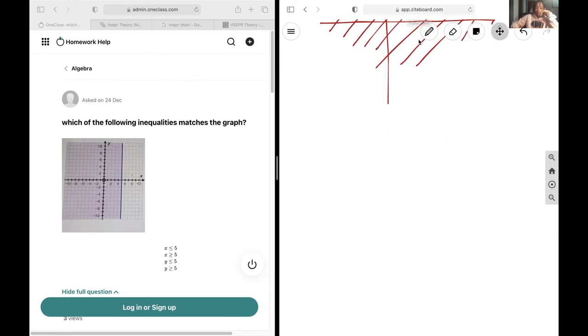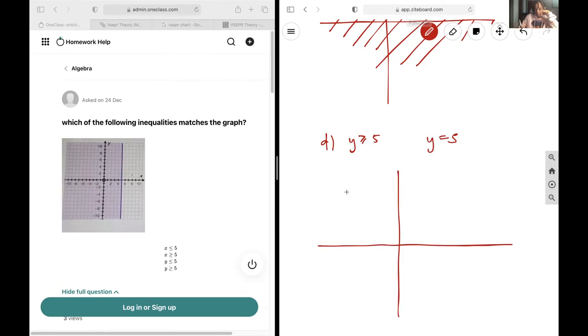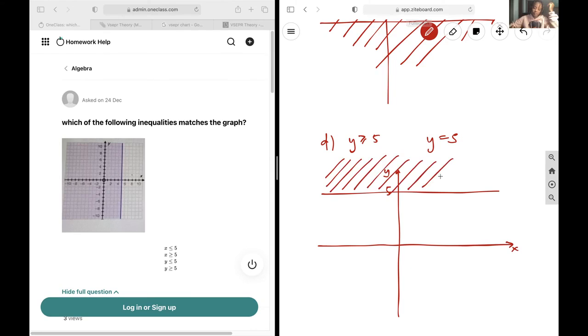Lastly, we have y is greater than or equal to 5. Again, start with y is equal to 5. So we can find that at that point. And now in this case, we want y is greater than. So 6, 7, 8, all the way to infinity, including the line itself. And so that is all points above the line.